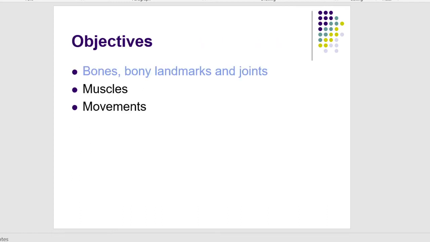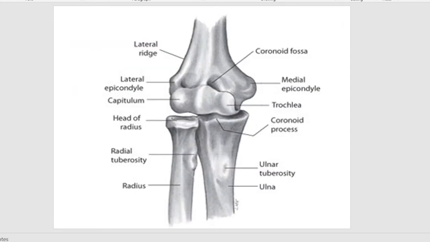So we're going to discuss the bones, the muscles, and movements. So we have here the elbow joint. We have here now the structure of the elbow joint.